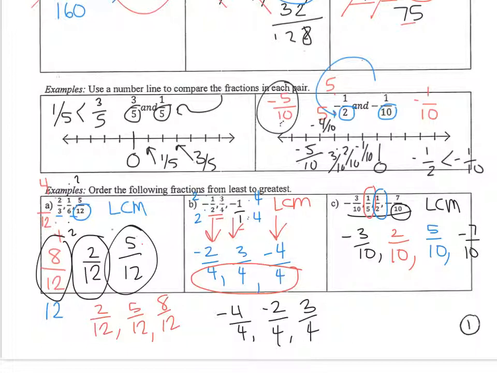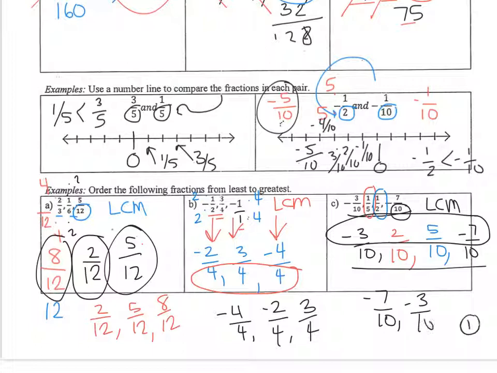Now that I have all these denominators the same, I look at the numerators. So which of these is the least? Well, it's -7/10. Then it goes -3/10. Then it goes 2/10, and then 5/10.